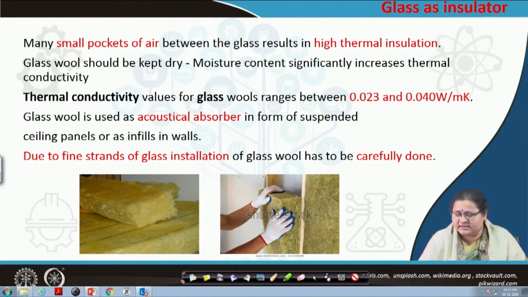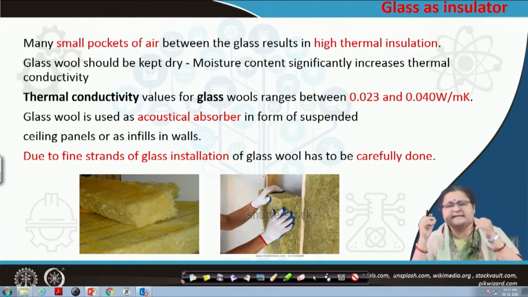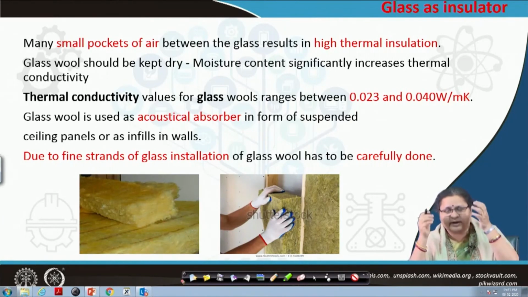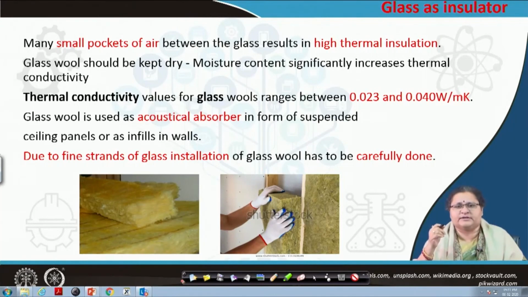However, if you see the person who is installing, his hands are covered with gloves. If you can see a picture image of a person who is seen totally, you will see he is wearing glasses protecting his eyes, wearing a mask with his nose and mouth being covered, because these thin strands of glass, if inhaled, create a lot of problems, a lot of health issues. So, this is the negative part of it.